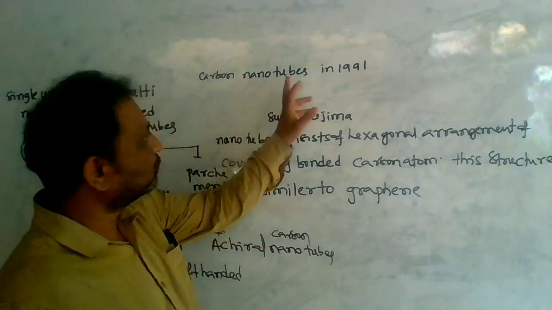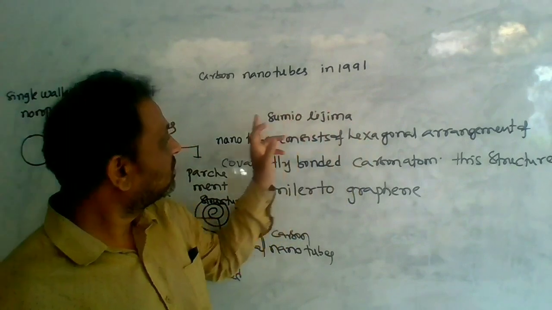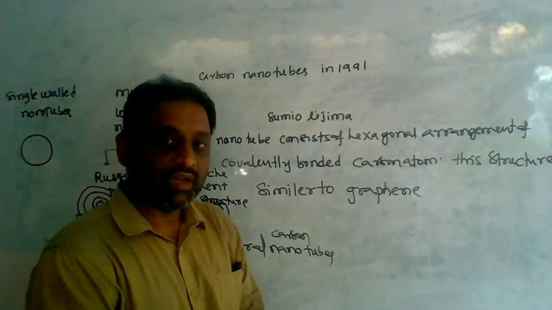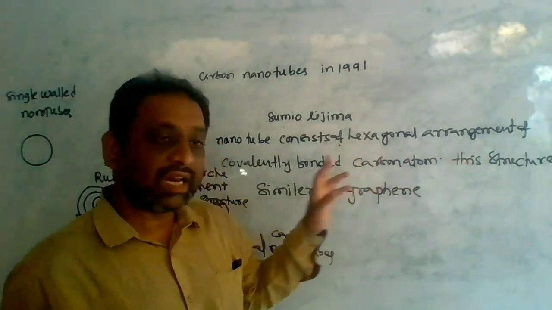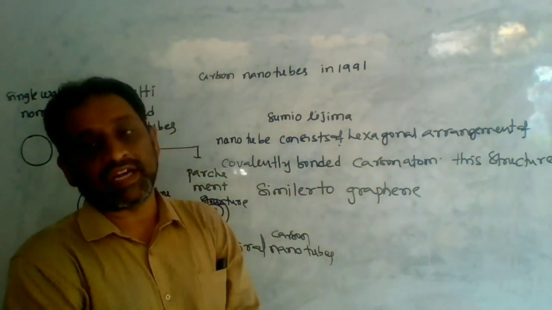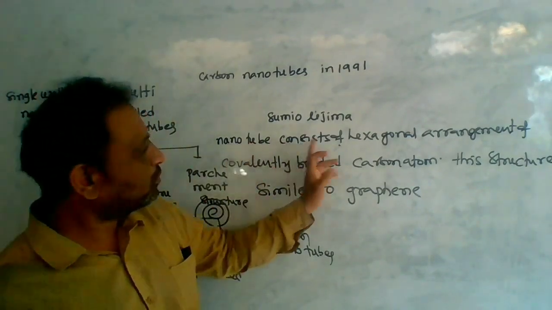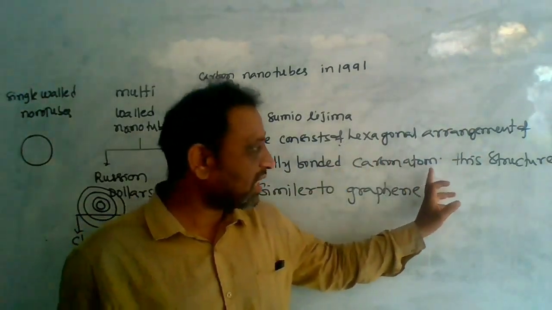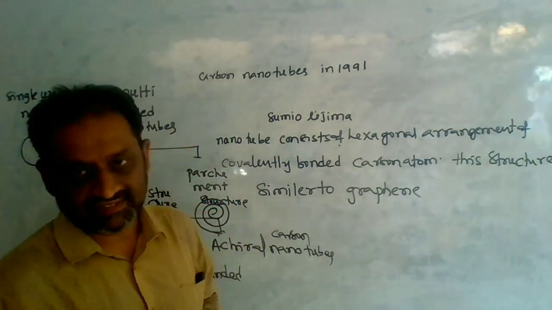Carbon nanotube was discovered in 1991 by the Japanese scientist Sumio Iijima. Nanotube consists of a hexagonal arrangement of covalently bonded carbon atoms. It contains hexagonal rings. This structure is similar to graphene.